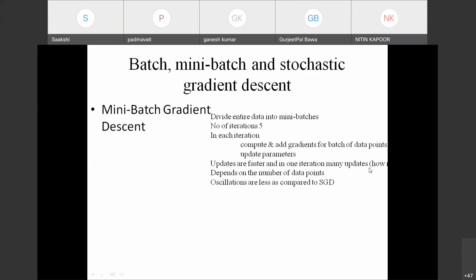How many updates take place again depends on the number of data points in each batch. And definitely this is the advantage over stochastic gradient descent: oscillations are less as compared to stochastic gradient descent.